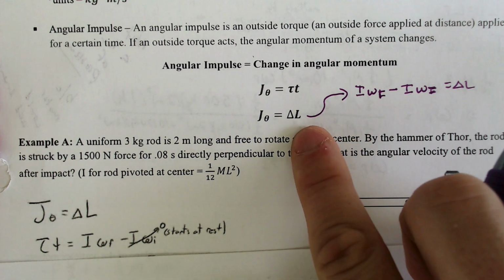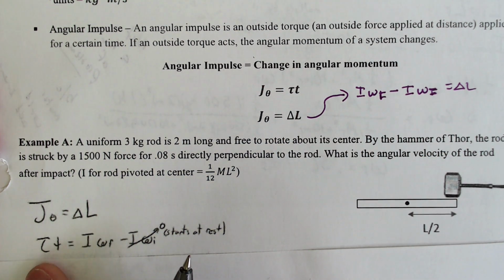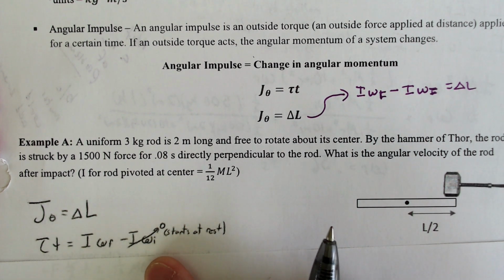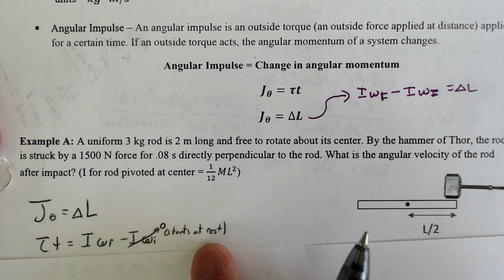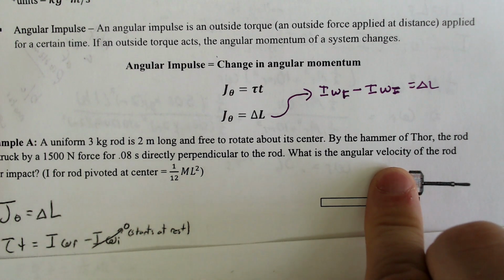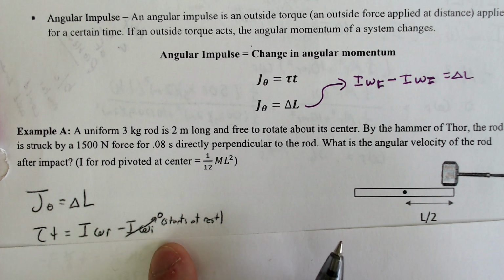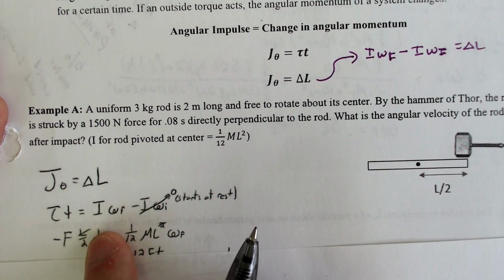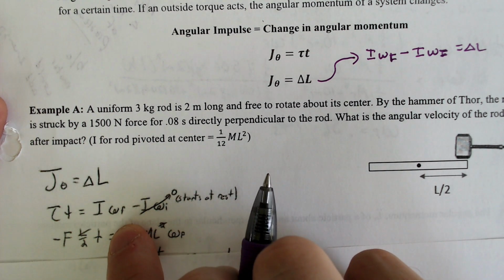Remember that change in L is equal to torque times time. That's what we have here: torque times time is equal to the final minus the initial angular momentum. Now it started at rest, before Thor's hammer smashed into it, so the initial term is 0. So we really have torque times time is equal to the inertia times the final velocity.